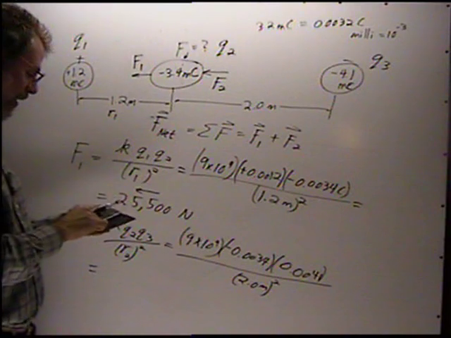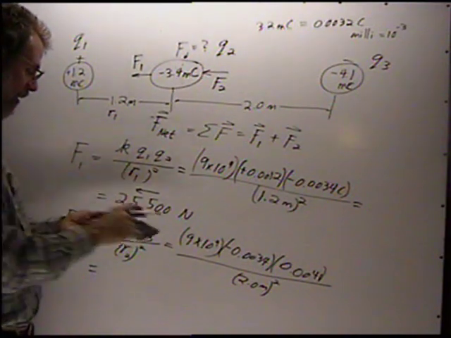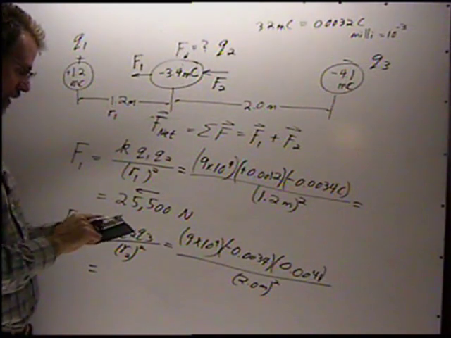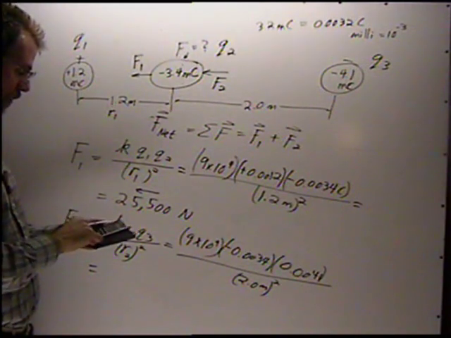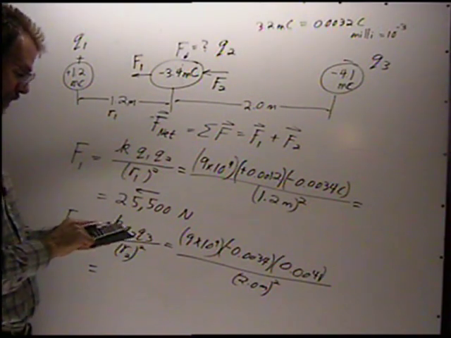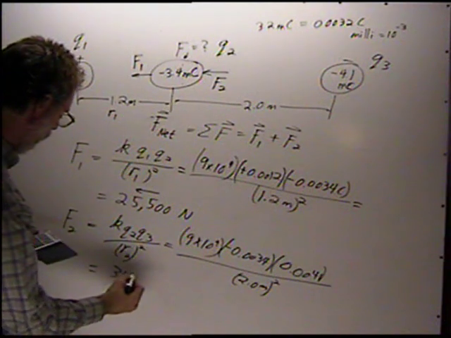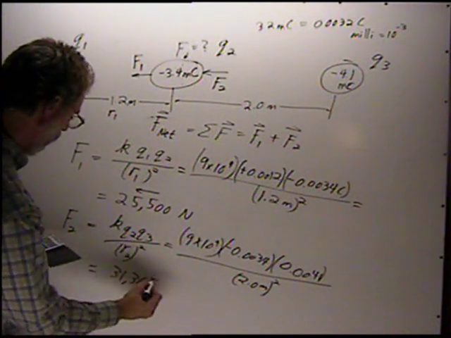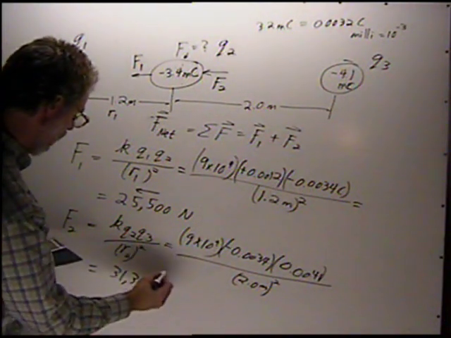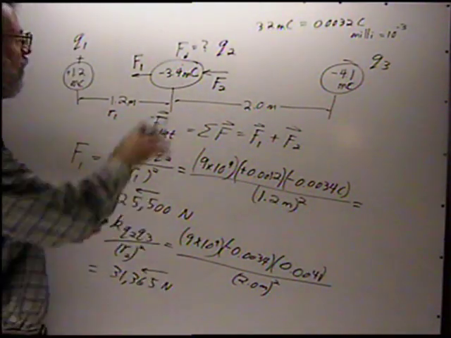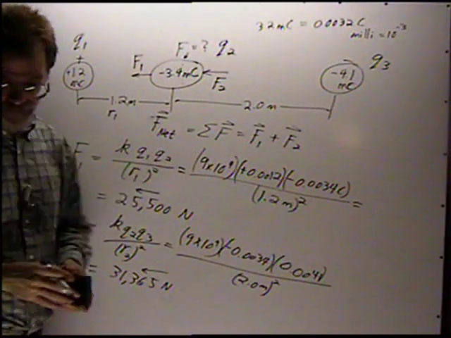And I multiply that out, 9 e to the 9th times 0.0034 times 0.0041 divided by 2 squared, which is 4, and I get 31,365 newtons. And again, it's to the left. Now, I will worry about significant figures when I add them.